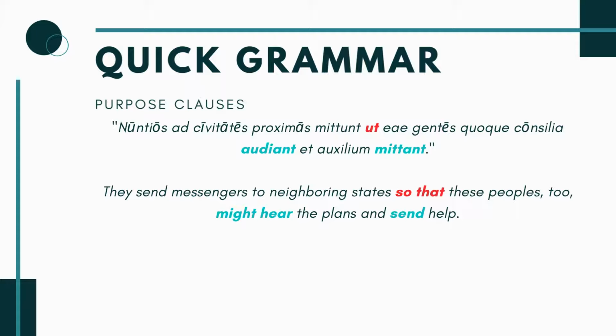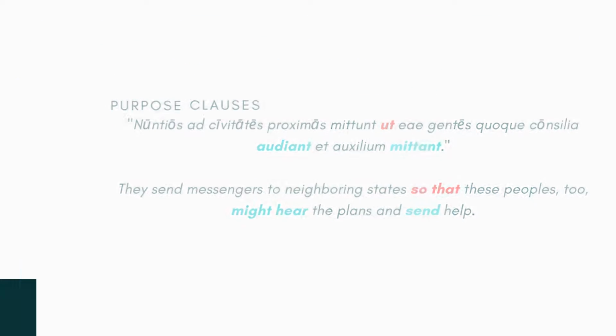Ut is introducing the purpose clause, and it's a positive purpose clause. So you're saying the reason why they did this. If it were ne, you'd be saying the reason why they didn't do it, but this actually happened. So you're saying so that these peoples too might hear the plans and they might send help. Audiant and mittant are present subjunctives. Both of them were active voice in this case. So you can't really be certain that that's the actual reason why they sent messengers, but that's the reason being given, and that's why it's subjunctive.